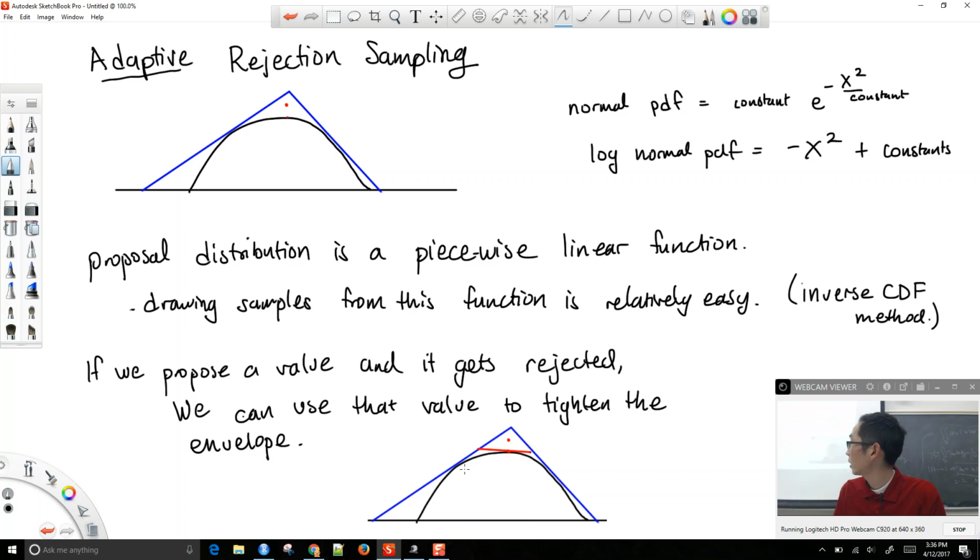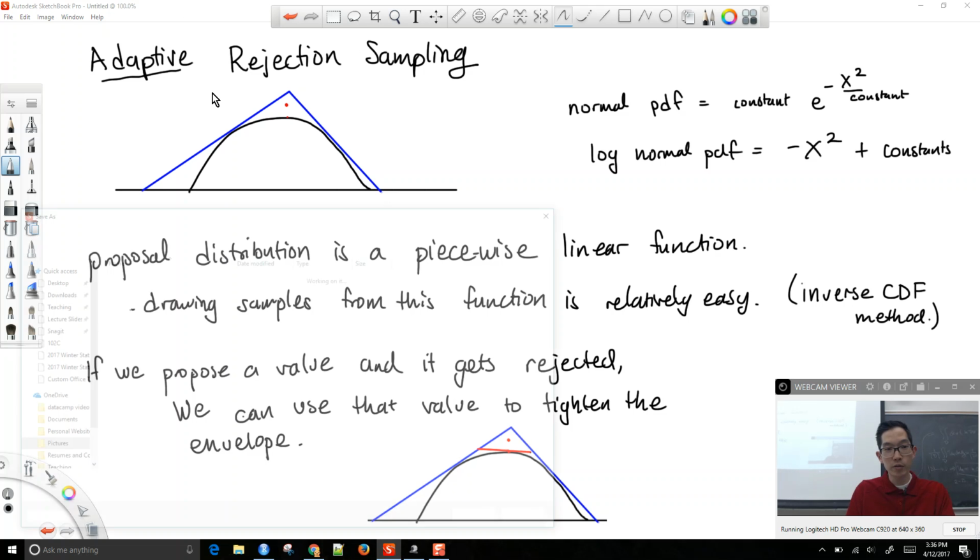And that's how we can do adaptive rejection sampling here.